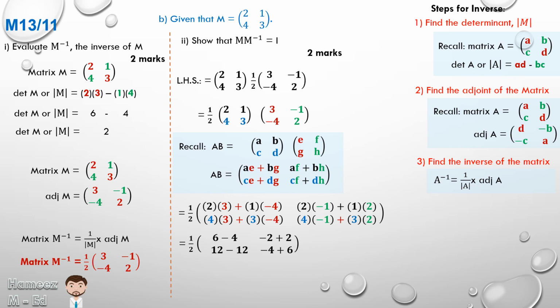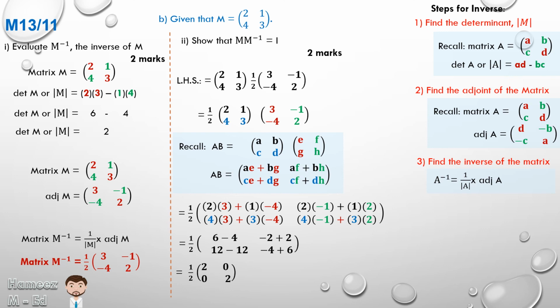4 3s are 12, 12 take away 12. And 4 by minus 1 is minus 4, plus 6. And we can simplify further, and we get a half by 6 take away 4 is 2. Minus 2 plus 2 is 0, 12 minus 12 is 0, and minus 4 plus 6 is 0.